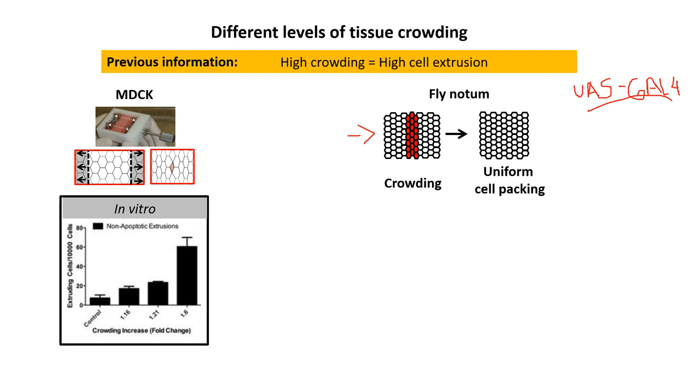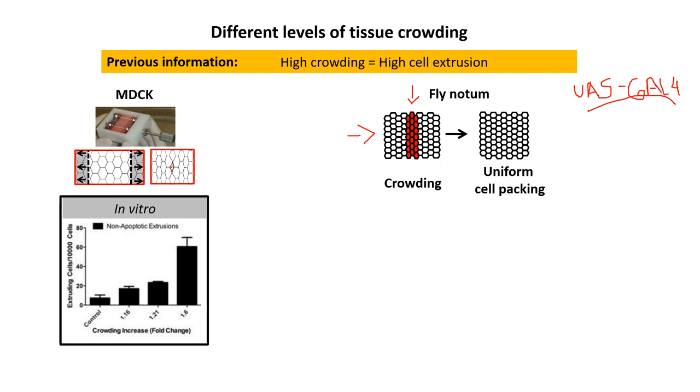Because it allows you to make very specific changes in a very specific region of the leg. So you can take a specific gene here and express it only in the back of the flies. Yeah, so that could be very useful. So this is a tool that they can use.